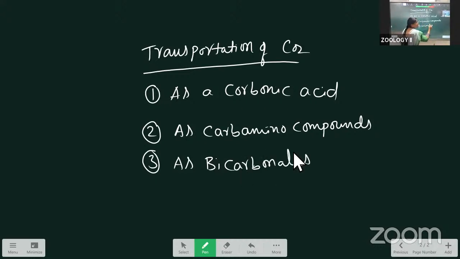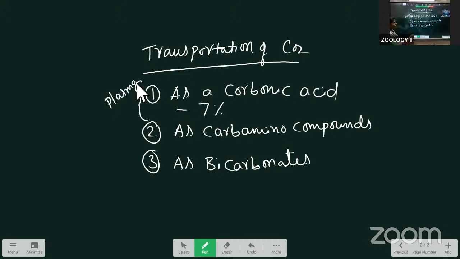Here the transportation occurs in three ways. One is as carbonic acid. Second one is called carbamino compounds. And the third one is called bicarbonates. How much? 7% of the carbon dioxide is transported as carbonic acid. This is present in the plasma. Blood has the plasma, and inside the plasma they are transported.